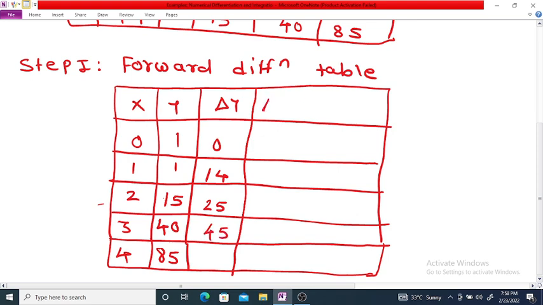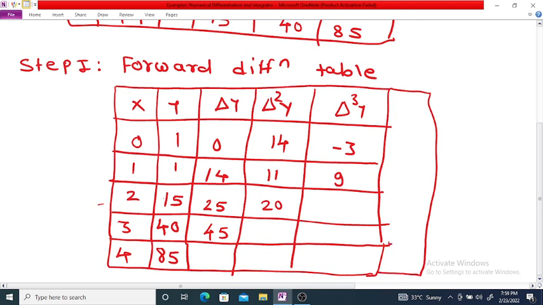The second forward difference, delta square y, is equal to: 14 minus 0 is 14, 25 minus 14 is equal to 11, then 45 minus 25 is equal to 20. The third forward difference is 11 minus 14, equal to minus 3, and 20 minus 11 is 9. And the last, the fourth order forward difference, delta 4y, is 9 minus minus 3, so it is equal to 12.